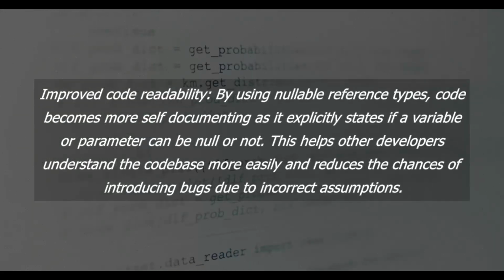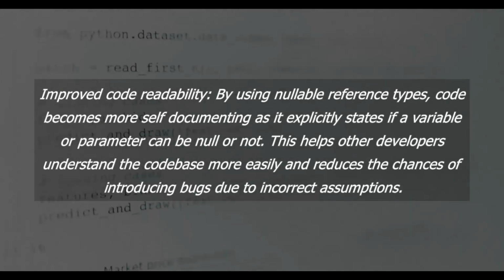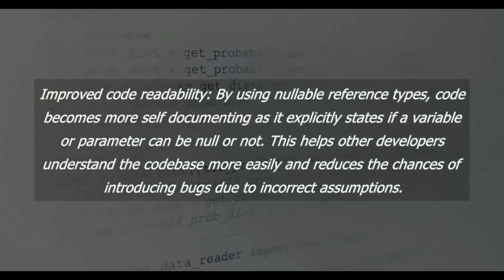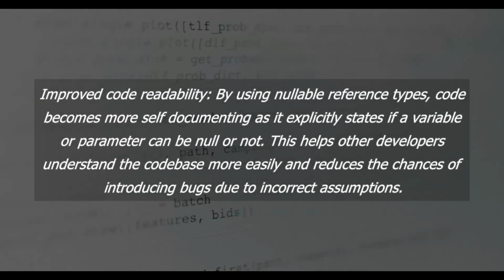Improved code readability. By using nullable reference types, code becomes more self-documenting as it explicitly states if a variable or parameter can be null or not. This helps other developers understand the codebase more easily and reduces the chances of introducing bugs due to incorrect assumptions.